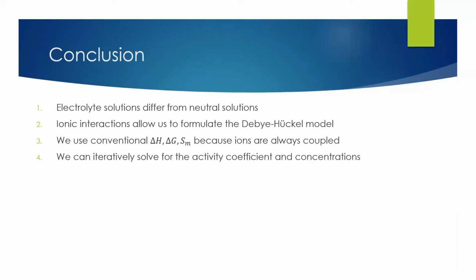That's all that we have to say for electrolyte solutions. So remember that electrolyte solutions differ from neutral solutions mainly because they have ionic interactions. But this actually allows us to formulate the Debye-Huckel model and the Debye-Huckel limiting law, which gives us some equations actually grounded in theory that describe these things. We rely on conventional enthalpies, Gibbs free energies, and molar entropies because the ions are always coupled, and the conventional values give us more reliable measurements than these experimentally or theoretically determined values. And we can also solve for the activity coefficients and actual concentrations of these scarcely soluble salts using an iterative approach like we just did.